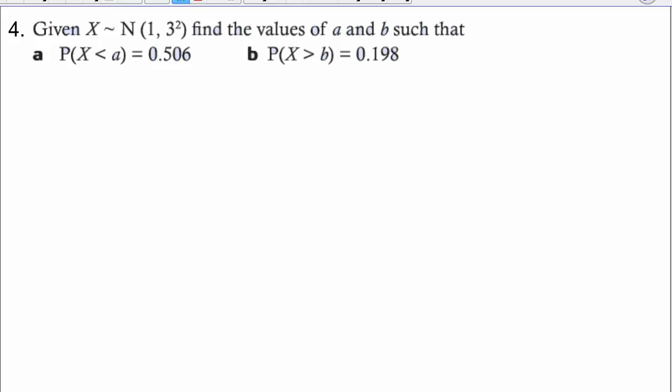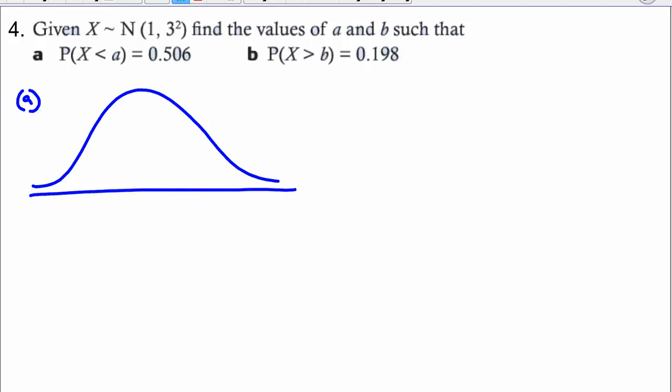So let's see how we can use the inverse normal to calculate this. Given that x follows a normal distribution with parameters 1 and 3, find the values of a and b such that the probability that x is less than a is equal to that. The best thing to do with these questions is start by sketching. Once you sketch, plug in the information that you know.